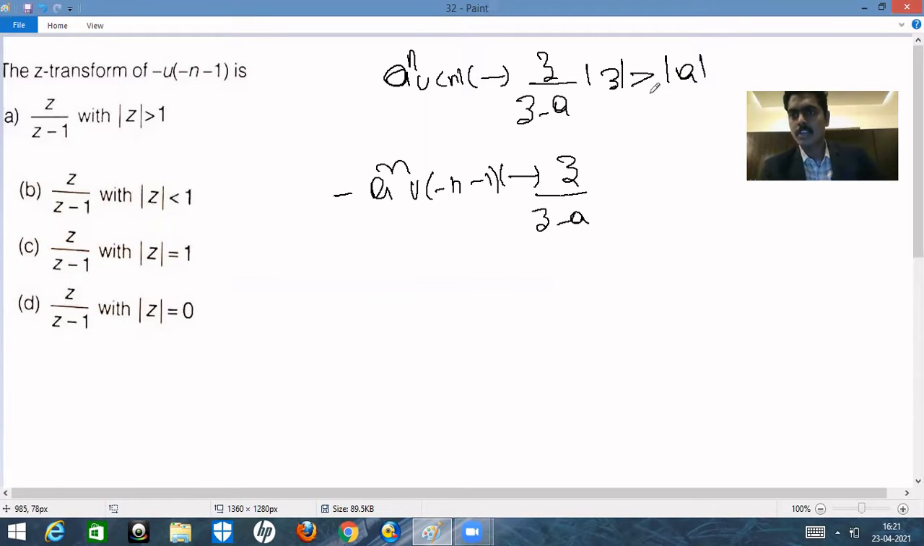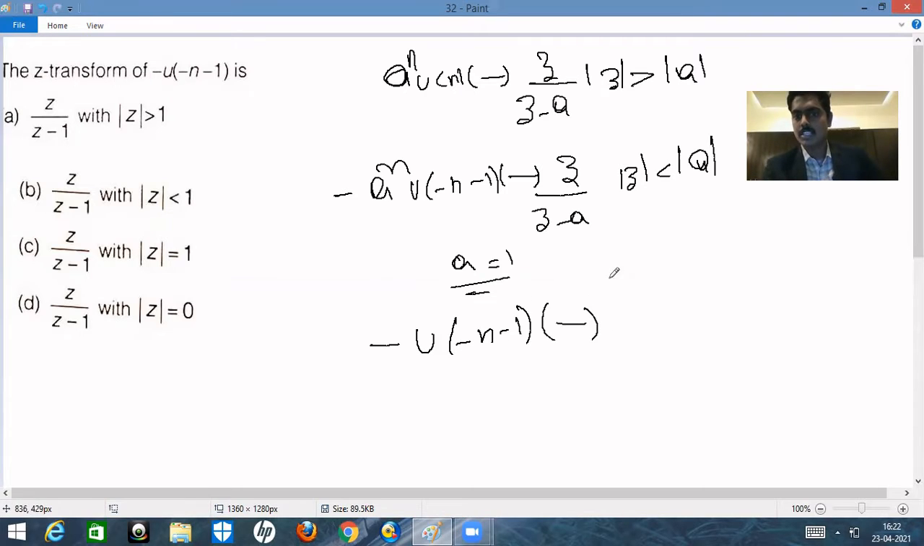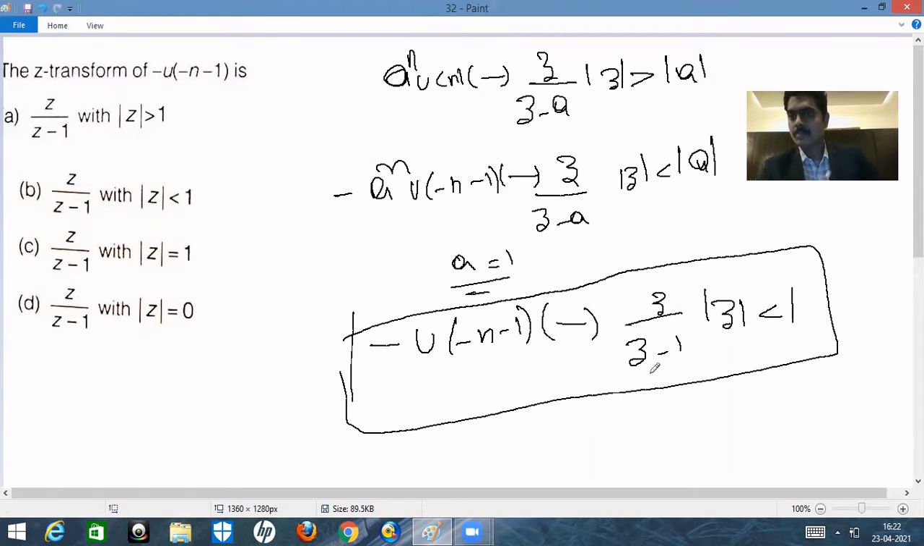కాకపోతే ఇక్కడ mod z greater than mod a ఉంది. సో కాకపోతే ఇక్కడ u of minus n minus 1 ఉంది కాబట్టి mod z less than mod a వస్తుంది. Isn't it? So in this particular relation, place a is equal to 1. Okay. సో దాని నుంచి ఏమవుతుంది? a is equal to 1 పెడితే 1 power n is nothing but 1. సో కాబట్టి ఇక్కడ minus u of minus n minus 1, z transform is nothing but z upon z minus, what is the value of a? It is nothing but 1, right? So z by z minus 1 with mod z less than mod a, which is nothing but 1. So కాబట్టి mod z less than 1. So therefore the z transform of minus u of minus n minus 1 is z by z minus 1 with mod z less than 1. Okay, so which is nothing but option B.